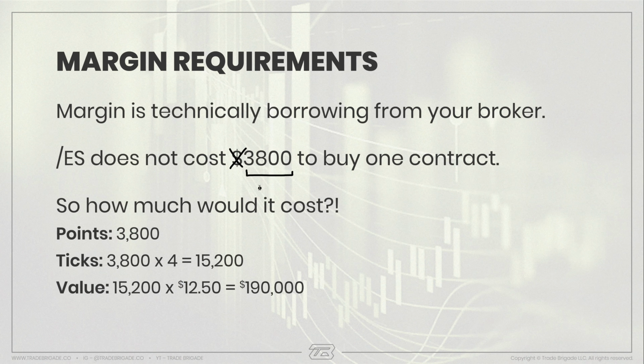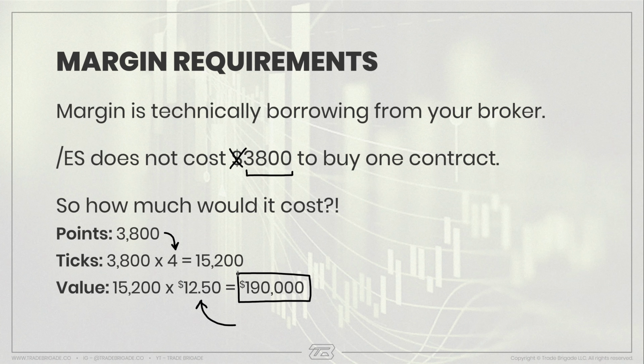Well, let's take a look at this objectively, right? We know that points are converted to ticks by using a 4 times multiplier in the ES. That leaves us with 15,200 ticks times $12.50 per tick. It's going to be a whopping $190,000 to buy one full ES contract.